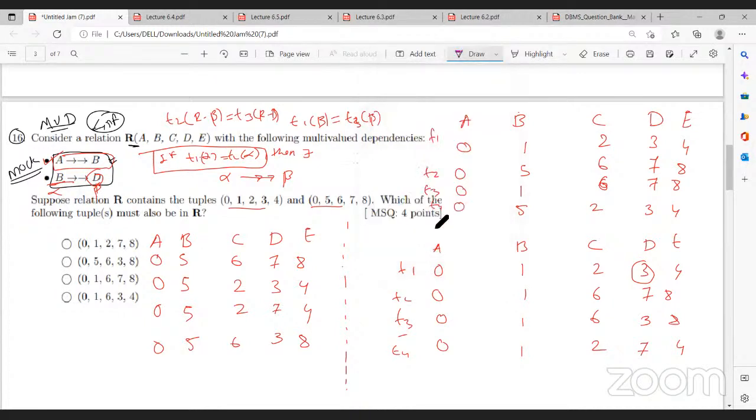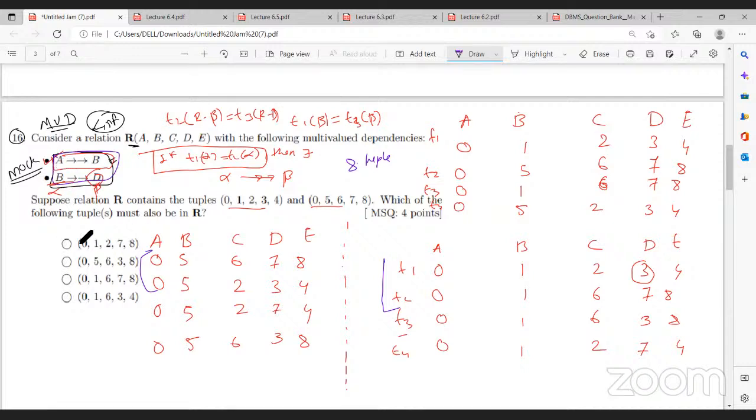Yeah, because these two and these two are the tuples from this only, right? So this is my 4 tuple, this is my 4 tuple. So in total, I will get 8 tuples such that both the MVD will satisfy.